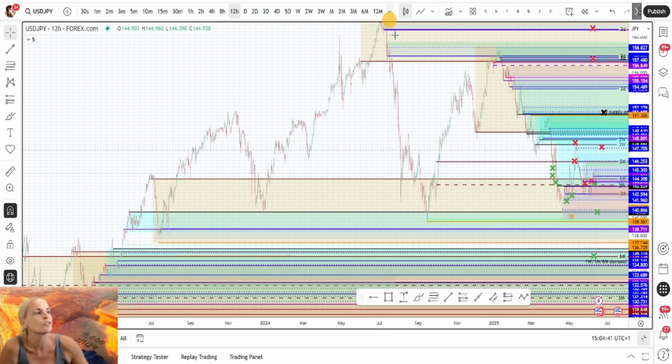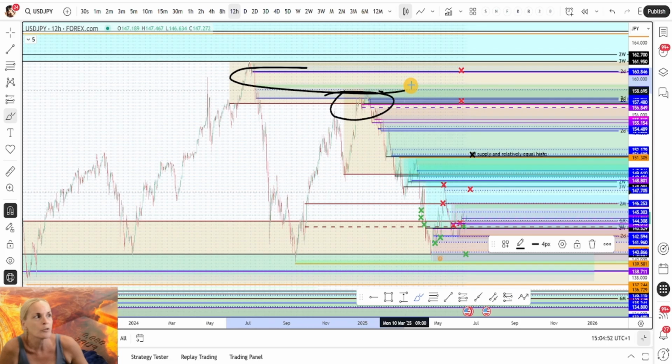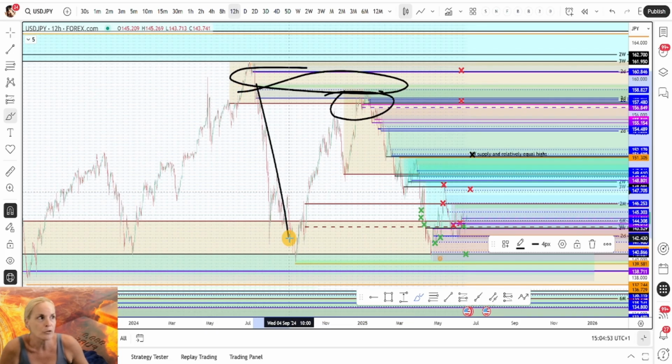Obviously, we had this massive pump. Then we had the carry trade unwind, which dumped them horrifically. Then we had a bounce, and again, they were quite mixed. So I think dollar yen had quite an aggressive bounce, and it did come back up to the top, or near to the top of the drop.